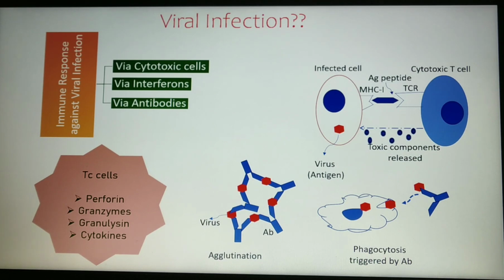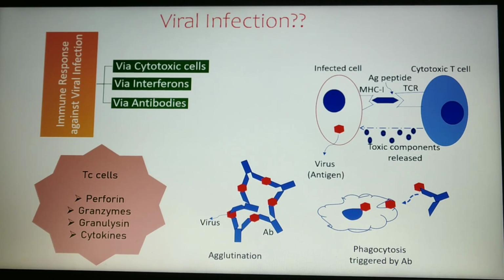Now let's see about antibodies, how they will work against viral infection. Antibodies will remove the pathogen either by neutralization, agglutination or phagocytosis. Neutralization means they make the antigen neutral. Agglutination is done by sticking a large number of antibodies to the antigen and then they kill the pathogen. Phagocytosis means the virus will be engulfed and destroyed by antibody-mediated phagocytic cells.